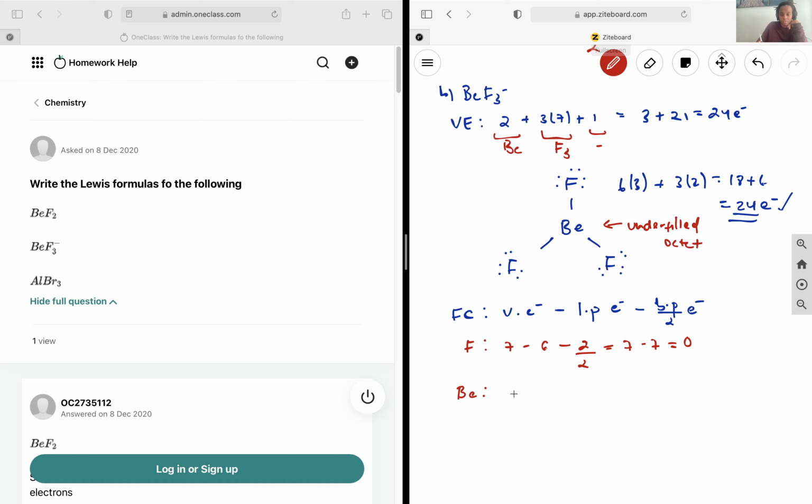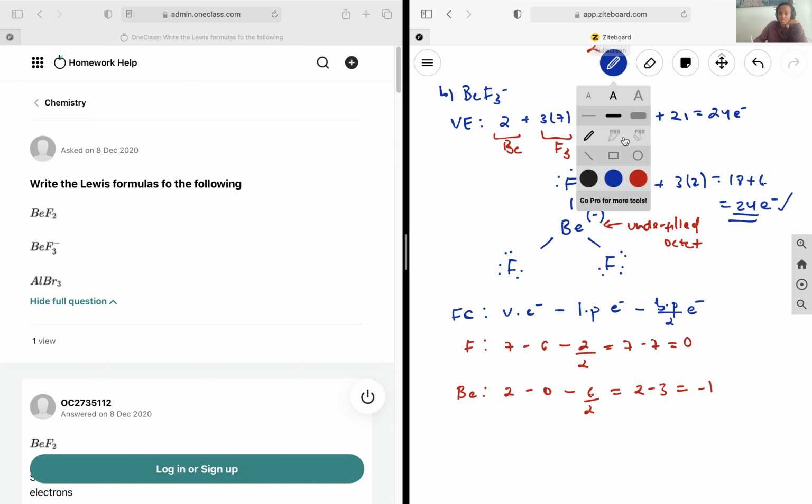Let's check in on our beryllium. 2 valence electrons, minus it has 0 lone pairs, minus 2, 4, 6 bonding pair electrons. And that is just going to give us 2 minus 3. And that's going to give us -1. In this scenario, that does make sense. We're asked for this, and it has the negative charge here. So the negative charge is being caused by the beryllium. And that is going to be our final answer. The formal charges make sense, and the valence electrons make sense.